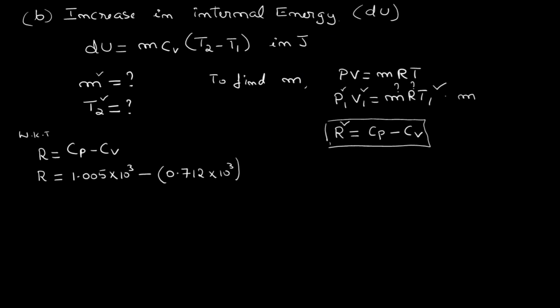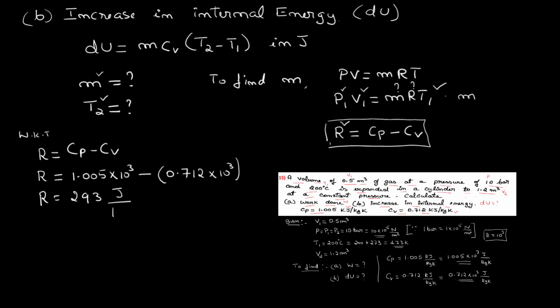The value of R is 293 joule per kg Kelvin. Of course, the unit of Cp and Cv are in joule per kg Kelvin. Therefore, the value of gas constant should be in joule per kg Kelvin. So what we have calculated here is the gas constant. Now let me substitute the R value in the characteristic gas equation to find the mass of the gas.